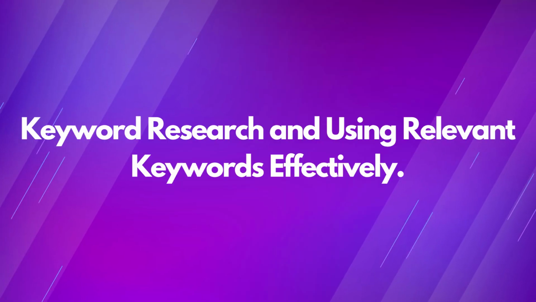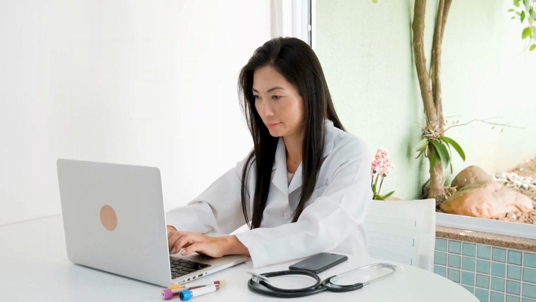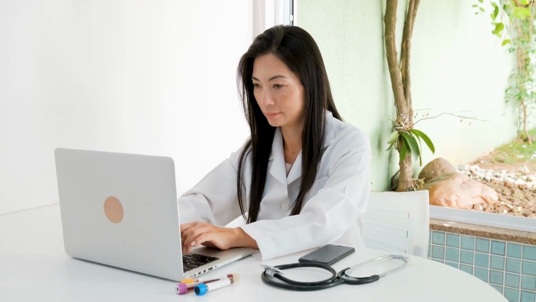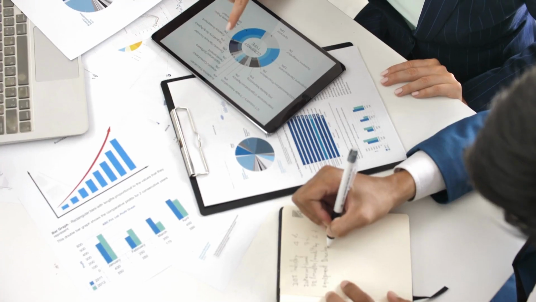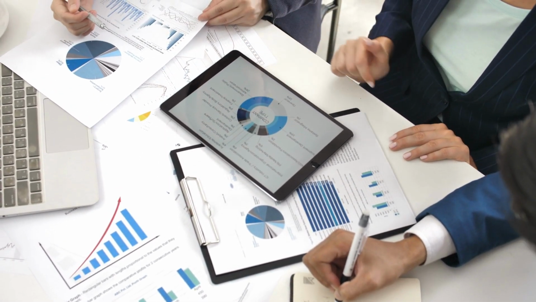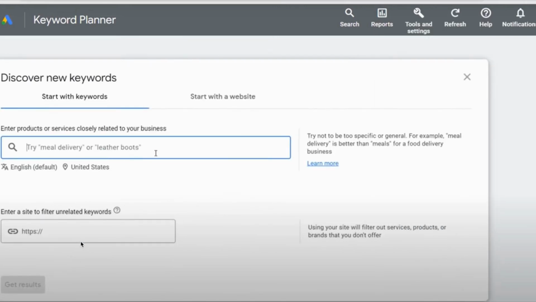Keywords are the foundation of SEO. They are the words or phrases that users type into search engines. Effective keyword usage helps search engines understand what your content is about and who it's intended for. Keyword research tools. Utilize tools like Google Keyword Planner, SEMrush, or Ahrefs to identify relevant keywords for your blog topic. For instance, if you're writing about healthy meal prep, your keyword could be easy healthy meal prep ideas.